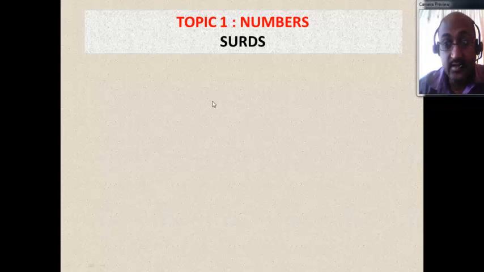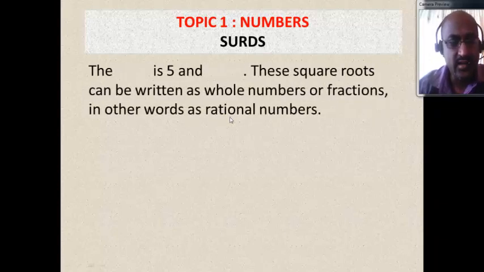The concept of surds needs to be understood in detail. While we are dealing with surds, the first thing that we will have to understand is, what is a surd? In order to understand a surd, let's look at the square roots of certain numbers. For instance, the square root of 25. Now this is something familiar to you. The square root of 25, as we all know, is equal to 5.